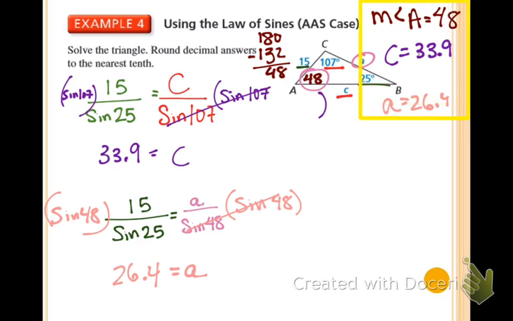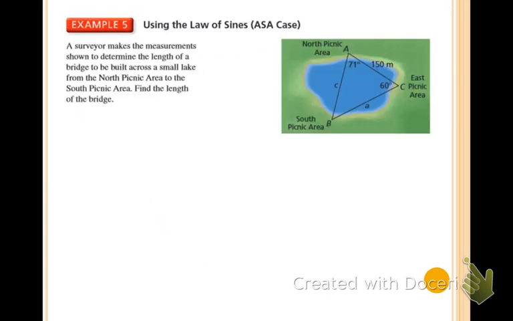If you look, this makes sense. What was my biggest angle? 107. And my biggest side was 33.9, across from my biggest angle. My smallest side was 15, and it's across from my smallest angle. That will still happen because it's still a triangle. Okay, we're going to do one more with the law of sines, then we learn the law of cosines.